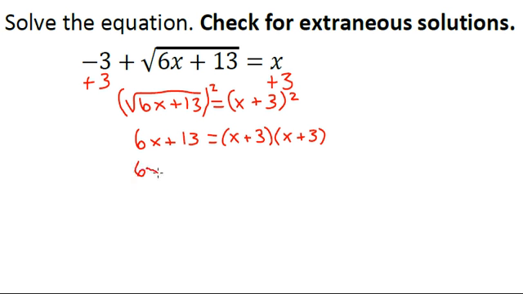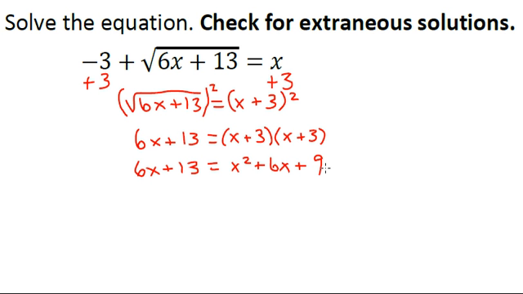So 6x plus 13, and if we distribute or FOIL, whatever's your method, x times x would be x squared. X times 3 would be 3x. There'd be another 3x by multiplying that 3 times that x, giving us a total of 6x. And then finally 3 times 3 is 9. Okay, so we no longer have a radical.